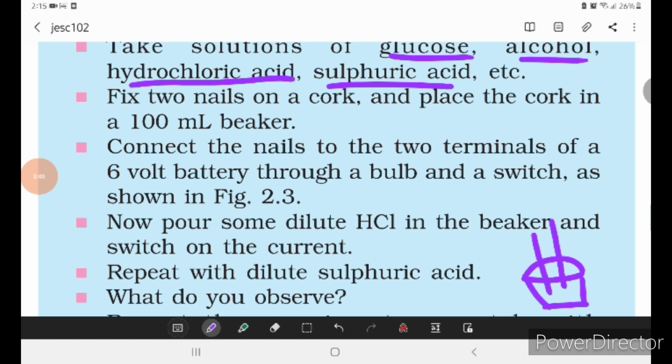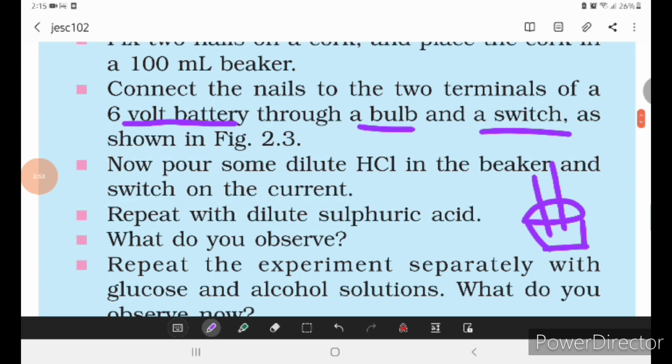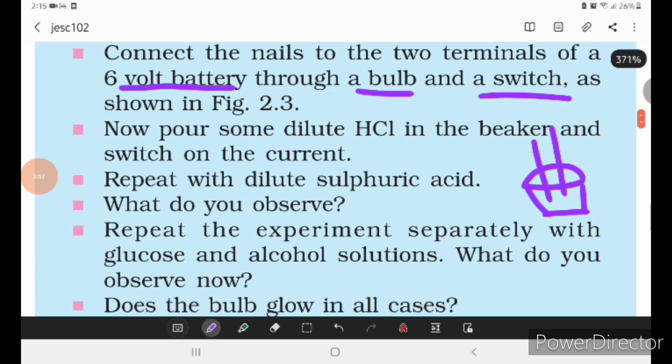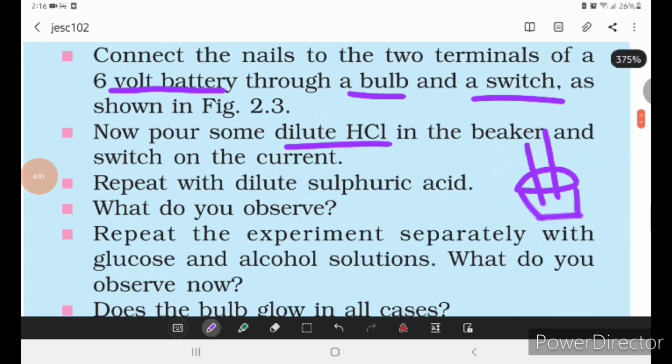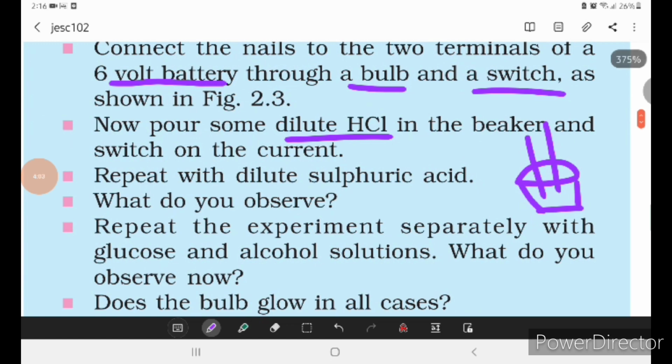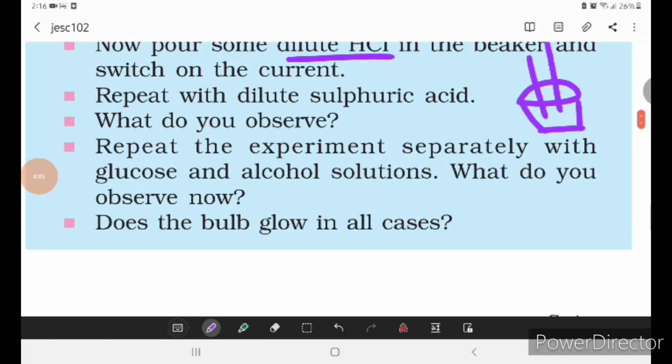Connect the nails to the two terminals of a 6-volt battery through a bulb and a switch, as shown in figure 2.3. We'll look at it later, but first let's read the activity. Now pour some dilute hydrochloric acid, collected from the laboratory, in the beaker and switch on the current. Repeat with dilute sulfuric acid too. What do you observe? Repeat the experiment separately with glucose and alcohol solutions. Does the bulb glow in all cases?